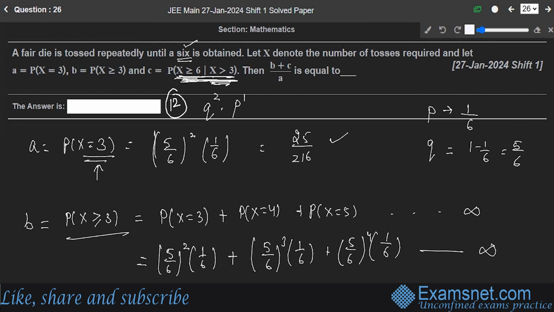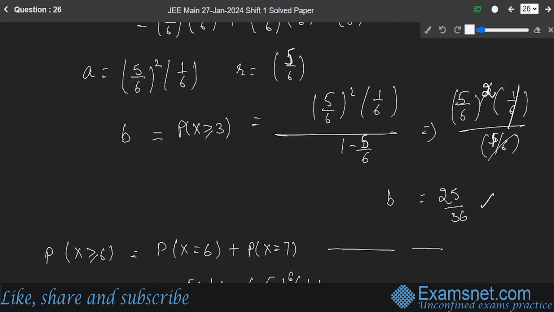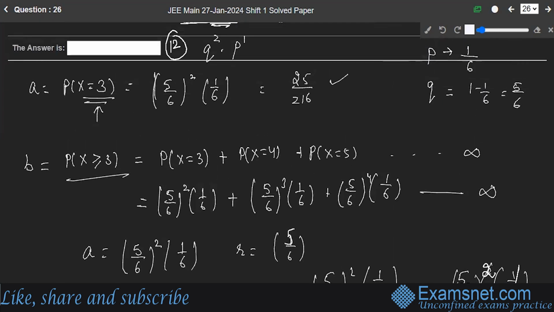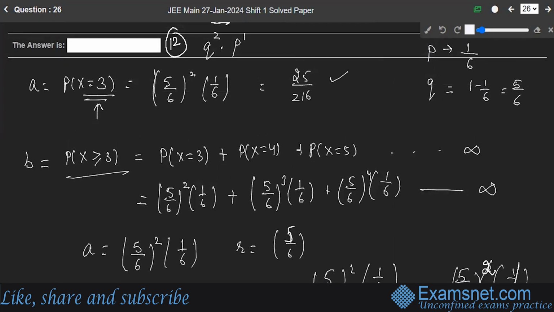Hope you're clear with this, right? I think you're clear with this thing now. I told you this is 1 upon 1 minus 5 by 6. Your common ratio is 5 by 6. That's it. So let's move to the next question.